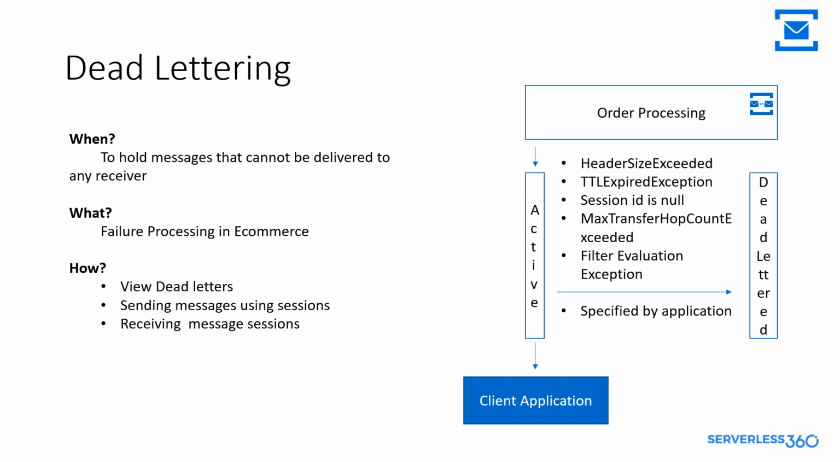We also just saw what a topic subscription filter is. If a message filter evaluation fails, then the message will also get into a dead letter queue. Apart from these predefined reasons, a client application can also specify a custom reason when it is dead lettering a message, like an expected parameter is not found as a part of the message.